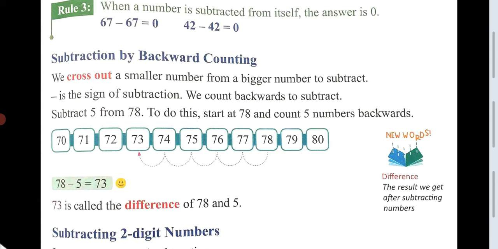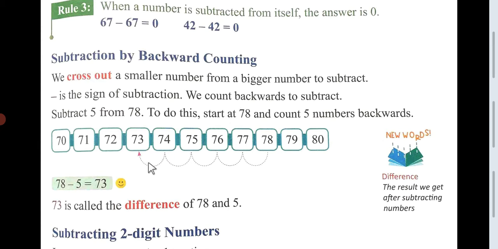So you write the numbers from 70 to 80, that is 70, 71, 72, 73, 74, 75, 76, 77, 78, 79, 80. Now you count backward. 78 minus 1 is 77. 77 minus 1 is 76. 76 minus 1 is 75. 75 minus 1 is 74.